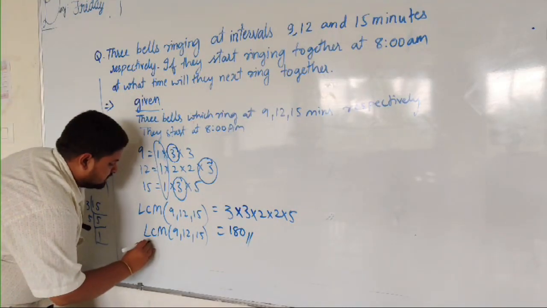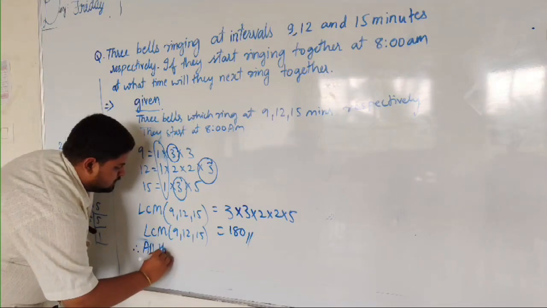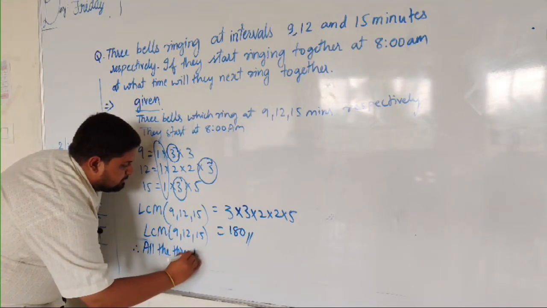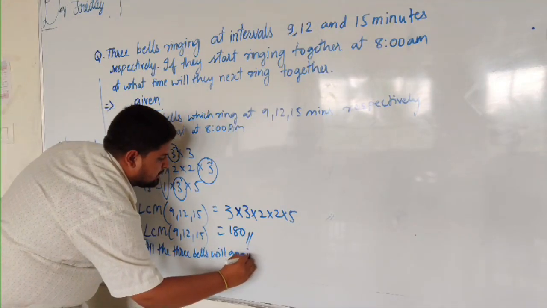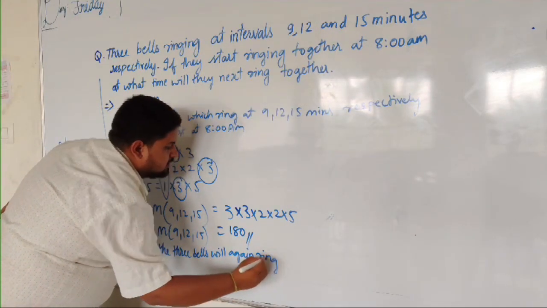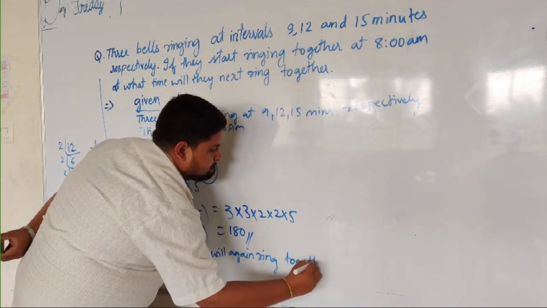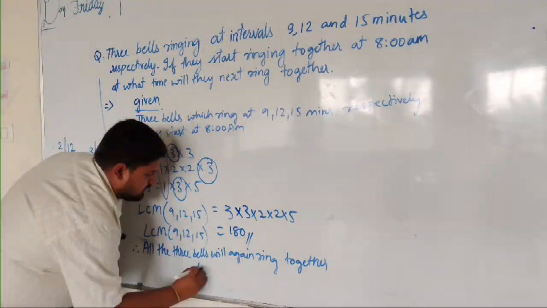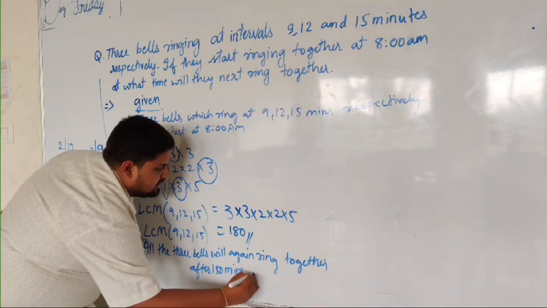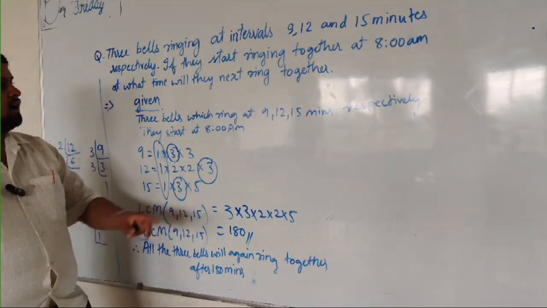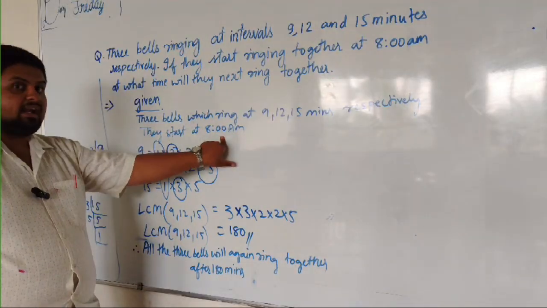So we can write: all the 3 bells will again ring together after 180 minutes. In the question they have also provided that they have already rung together at 8 a.m.